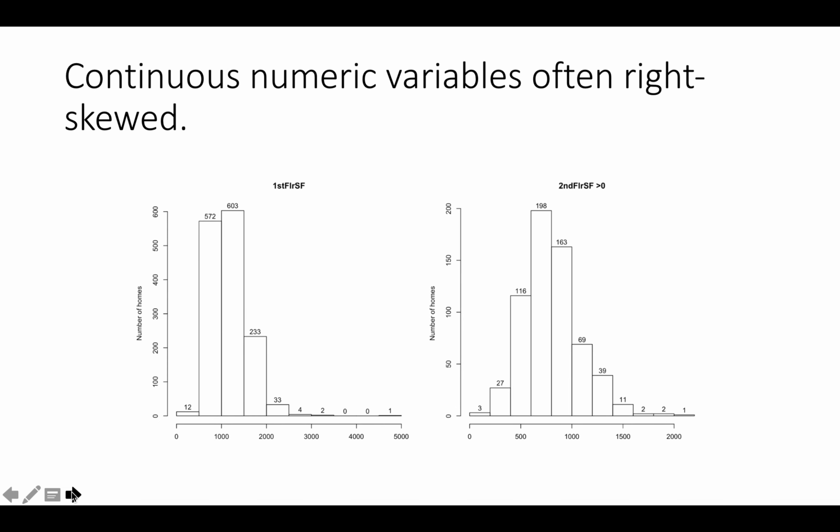Then the continuous numeric variables that there are in the data are often right skewed. So for example, this is square feet of the first floor and the second floor. On the right, it's showing it only for the homes that have a second floor. But you can see most of them are towards the lower end. But then you do have a few homes that have 3,000, 4,000, 5,000 square feet on the first floor that are much larger than the other homes. There are those outliers.